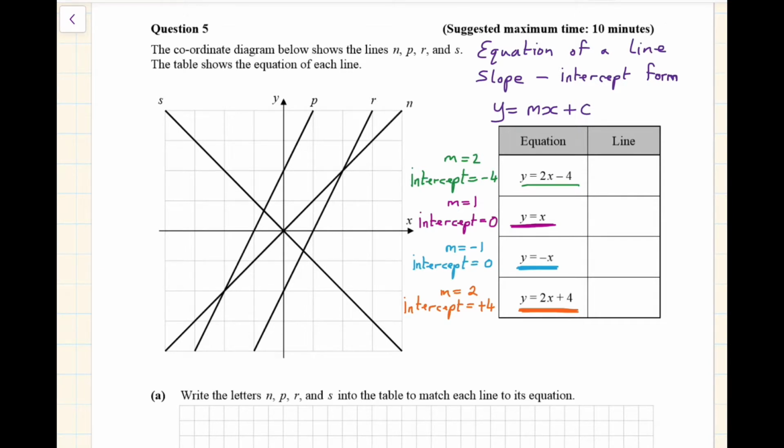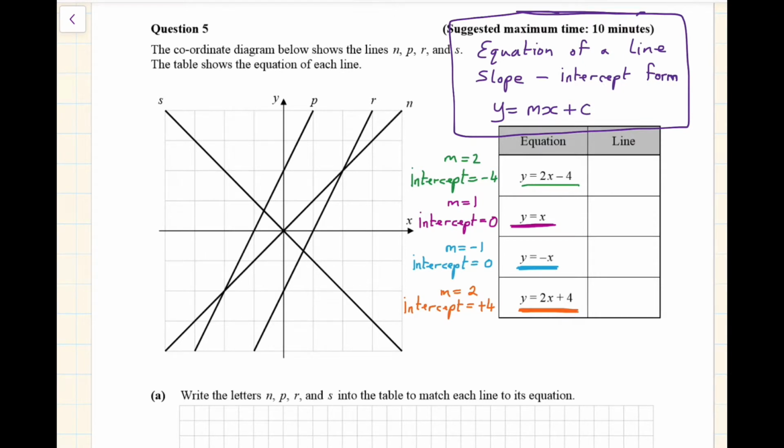Now we can see from the green equation there, the slope is 2, the intercept is -4, and we know that because we always have this equation of a line in the slope intercept form, mx plus c. That m is the slope, the coefficient of x, and c is the intercept. That's where the line will cross the y-axis.